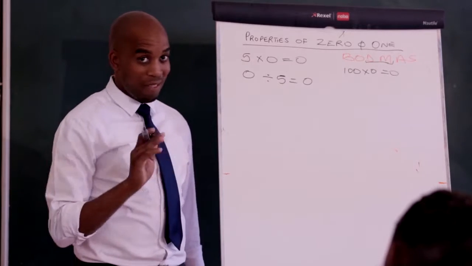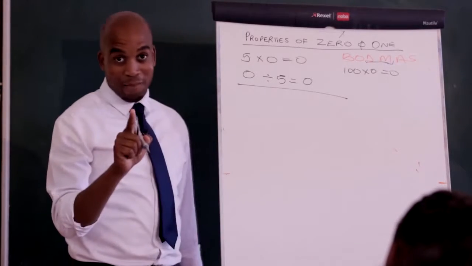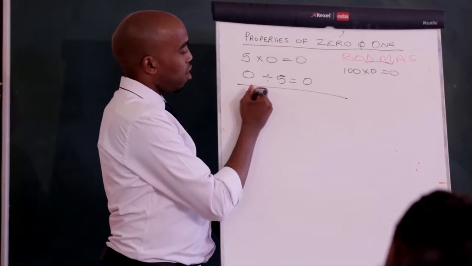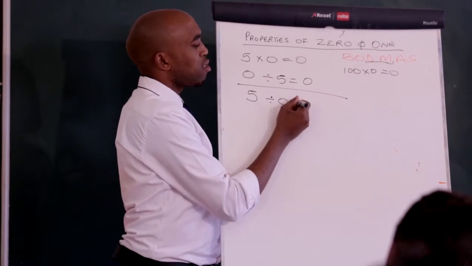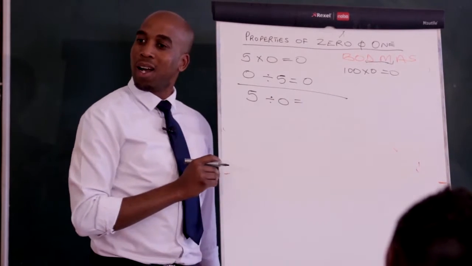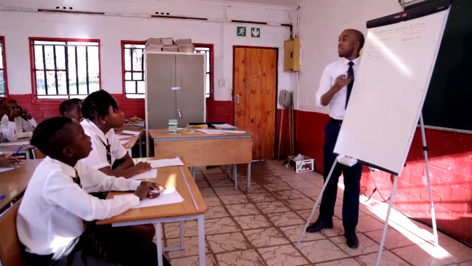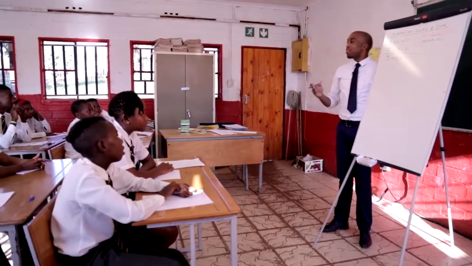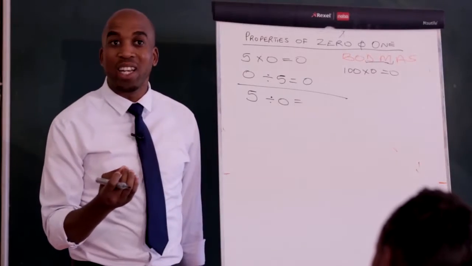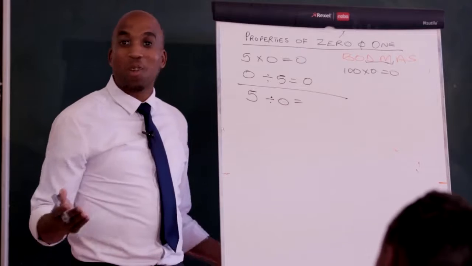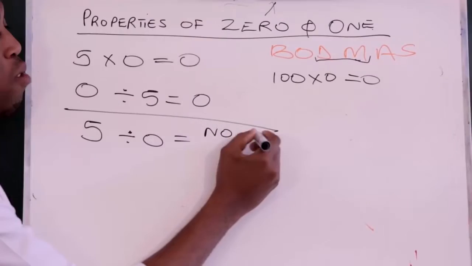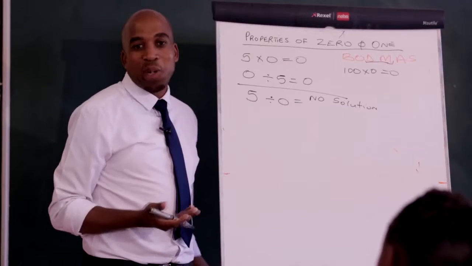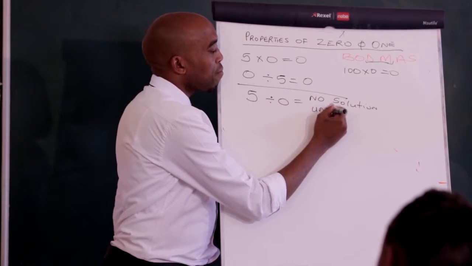Now, what about this one? I love this one. My classmate, what if we say 5 divided by 0? What do you do in this case? What is the answer? 5 divided by 0. The answer should be no solution. My classmate, 5 divided by 0, no solution. This is what you do. I know it's also called undefined.